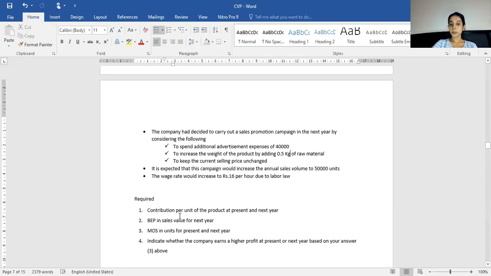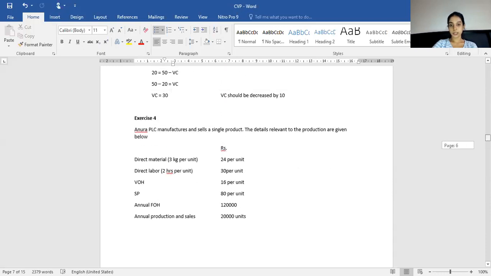So contribution per unit for the product at present means excluding this campaign related information. Next year means including this campaign related information. So let's calculate for this year. We have to identify the variable costs from this. Direct material, direct labor and variable overhead are the variable costs. The selling price is given to us as 80, so from that we can get the contribution. And the annual fixed overhead costs are also given to us as 120,000.